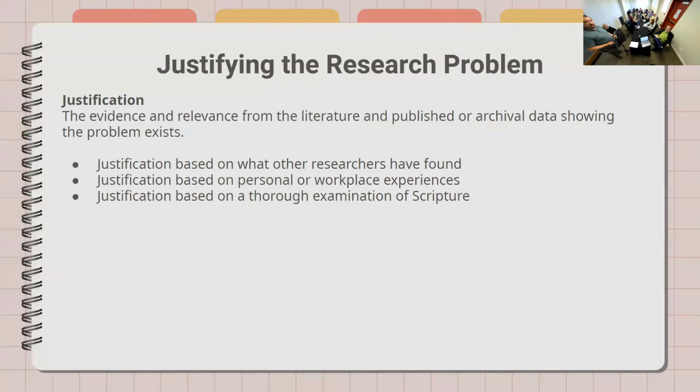Right? Then is this actually a real problem? Justifying the problem. Right, justification, the evidence and relevance from the literature, published or archival data showing that the problem exists. This is one of the areas that I think a lot of BA students especially find: there's a perceived problem, and it turns out it's not an actual problem. There's a perceived problem that doesn't turn out to be an actual problem, or there's a problem that you think exists because it was a pet peeve of your professor, right?